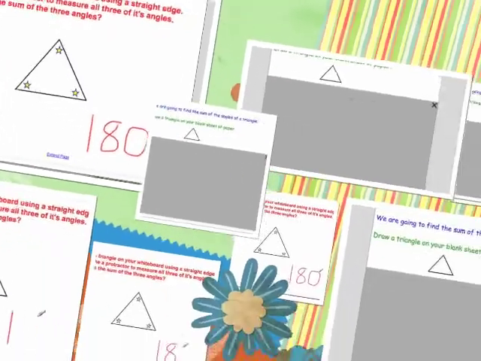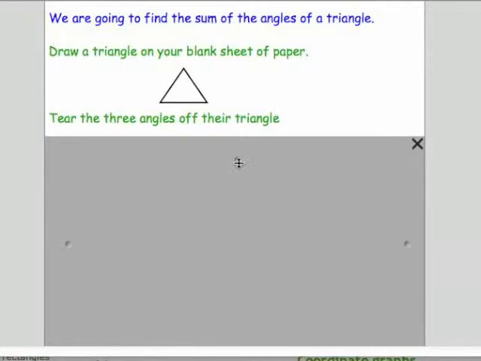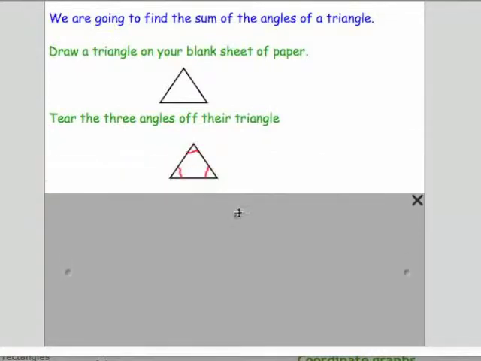Now that was just one triangle. Okay, now we're going to do it with a different kind of triangle. We're going to find the sums of the angles of this triangle. Draw any kind of triangle on your blank sheet of paper right now. When you get done, I want you to go ahead and cut it out and then tear off the three angles of the triangle. So tear off this angle and this angle and this angle. And then try to kind of align them and see what happens. Go ahead and do that now.